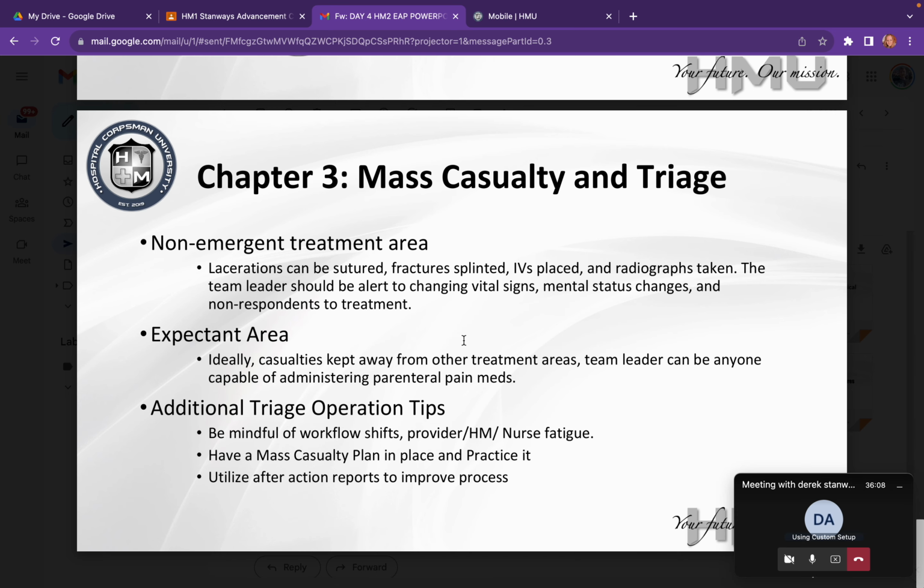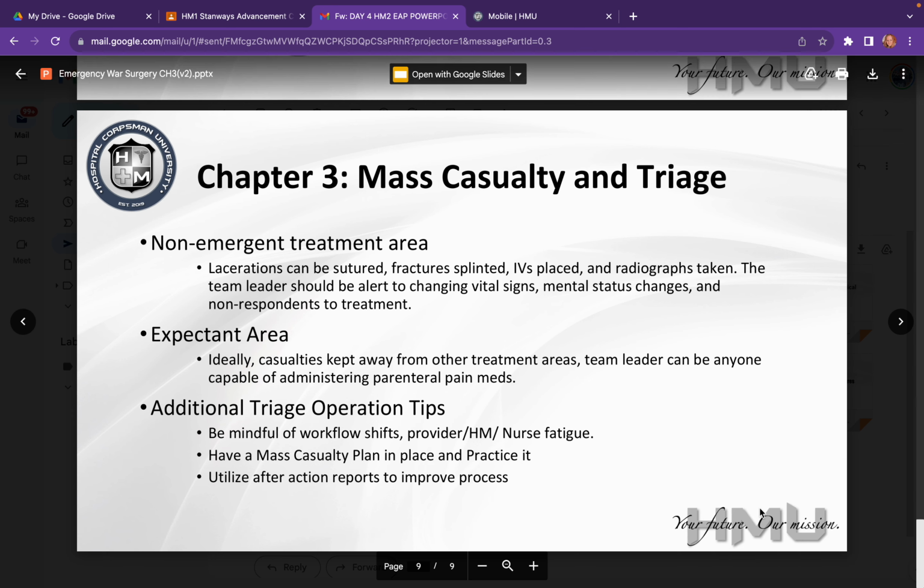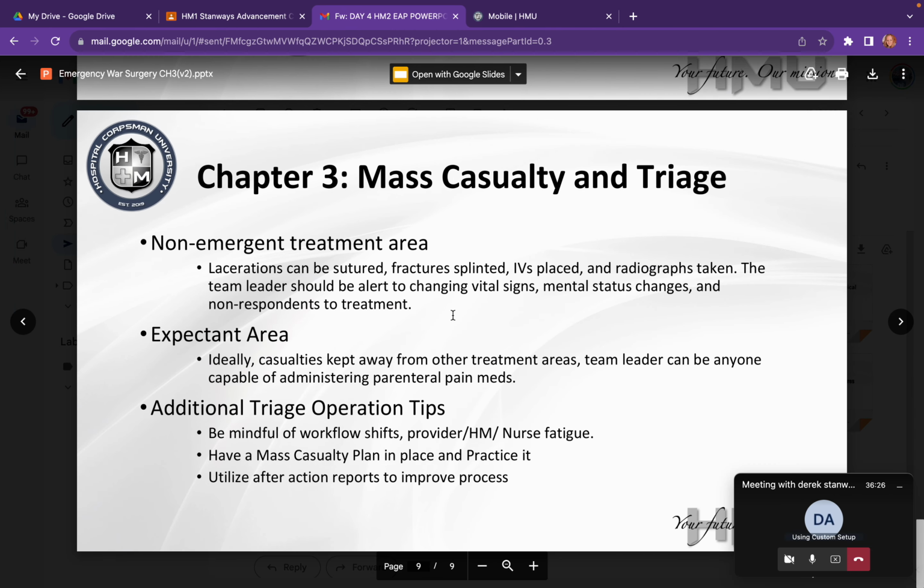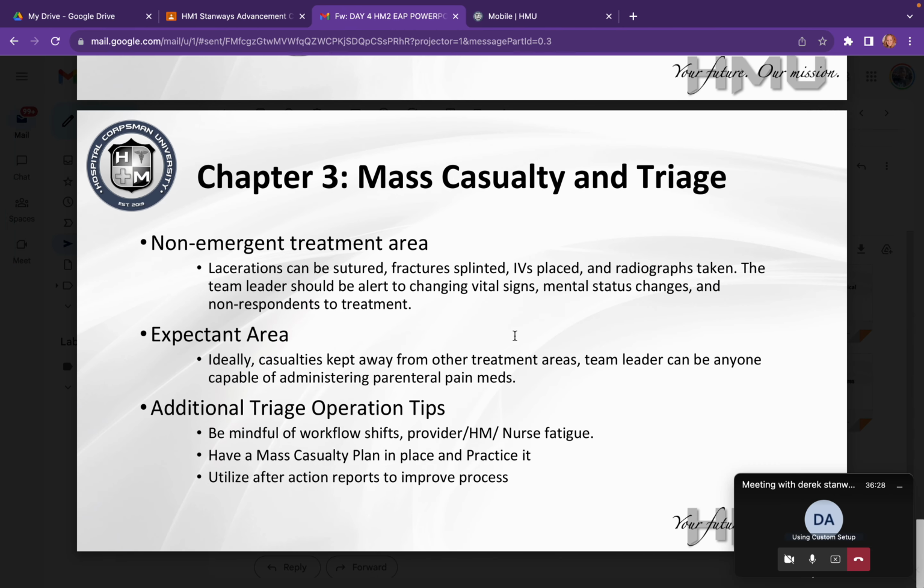So non-emergent treatment areas, last priority, so your small injuries, things that can be treated very quickly, to give patients back out to the fight, put rounds down range. Expectant, ideally, casualties kept away from other treatment areas. Team leaders can be anyone capable of administering parenteral pain medications. So why do we want to give these people pain medications? They're not suffering. Yep. Okay, we know they're going to die, we want to make sure they go peacefully, we don't want them suffering through that trauma. What was that? Palliative care. Yes.